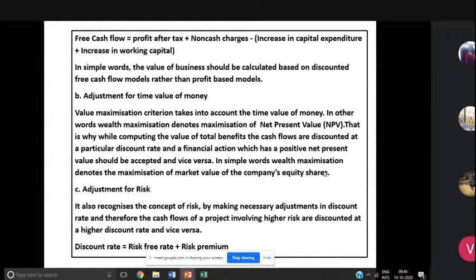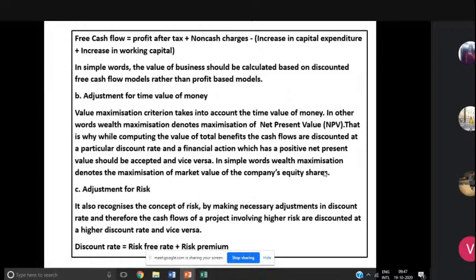I presume you all remember the equation for net present value. Net present value is equal to PV of cash inflows minus the PV of cash outflows. You know it. That is why, while computing the value of total benefits, the cash flows are discounted at a particular discount rate, and a financial action which has a positive net present value should be accepted, and vice versa. If someone asks you why we are following the NPV method or internal rate of return method or profitability index method in order to analyze a business decision, the answer is we have to make the adjustment for time value of money. Whenever you take a business decision, you have to make the adjustment for time value of money.